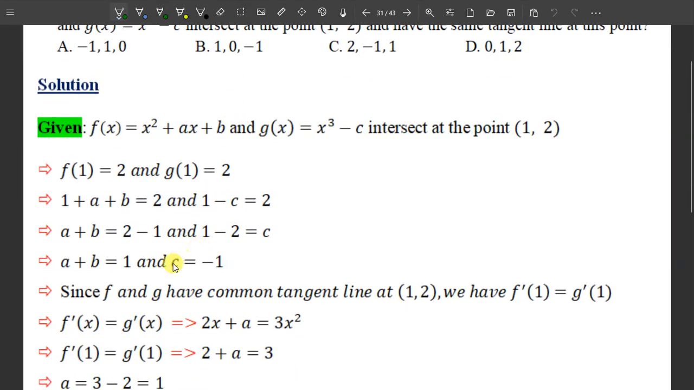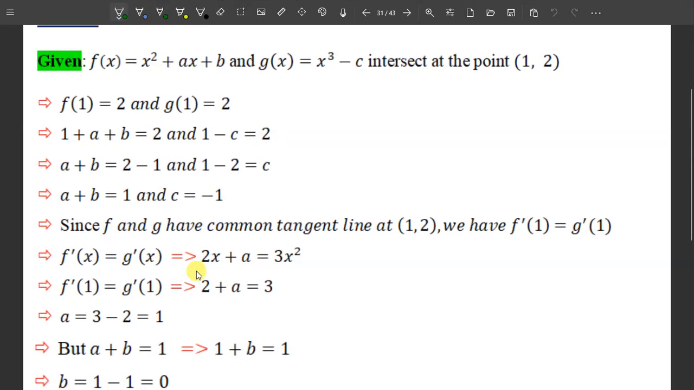Here we obtain c, the value of c is equal to minus 1, and then from again 1 plus a plus b is equal to 2, by moving the number on one side, we obtain a plus b is equal to 1. Now we need to find the value of a and b, since we already get the value of c.